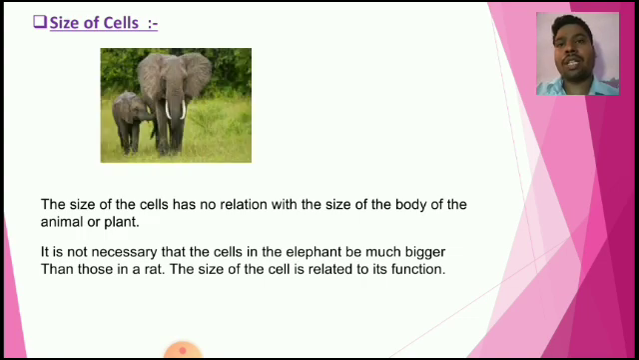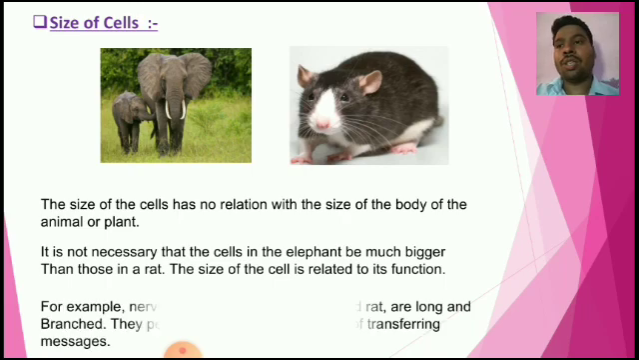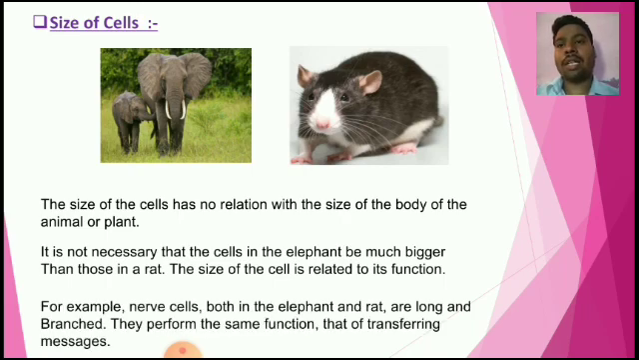So here is a picture of the elephant and the rat. For example, we consider the nerve cells in both the elephant and the rat: they are long and branched. They perform the same function, transferring messages. The elephant is a big animal and the rat is small, but both animals contain nerve cells. These nerve cells are long and branched, but they perform the same function. They are transferring the messages.